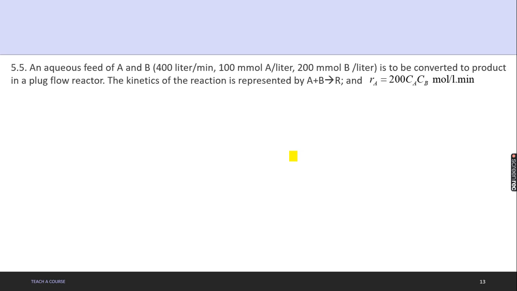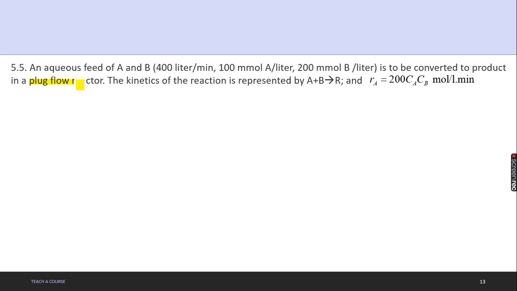In this class we will be discussing a few more problems related to the different kinds of reactor systems and their performance equations. Let's see, this is a problem related to an aqueous feed of two compounds, A and B. The flow rate is 400 liters per minute, of which 100 millimoles of A is there in a liter and 200 millimoles of B is there in a liter, and it is to be converted to product in a plug flow reactor.